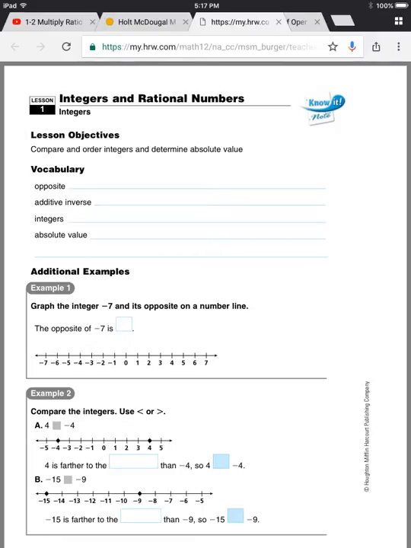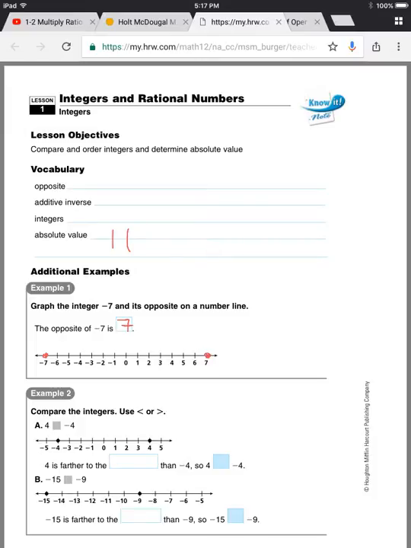An absolute value is the distance of a number from 0 on the number line. The absolute value sign is two straight vertical lines that look like that. Okay? So, graph the integer -7 and its opposite on a number line. The opposite of -7 is +7. Okay? And then all we have to do is make a mark on -7, make a mark on +7.